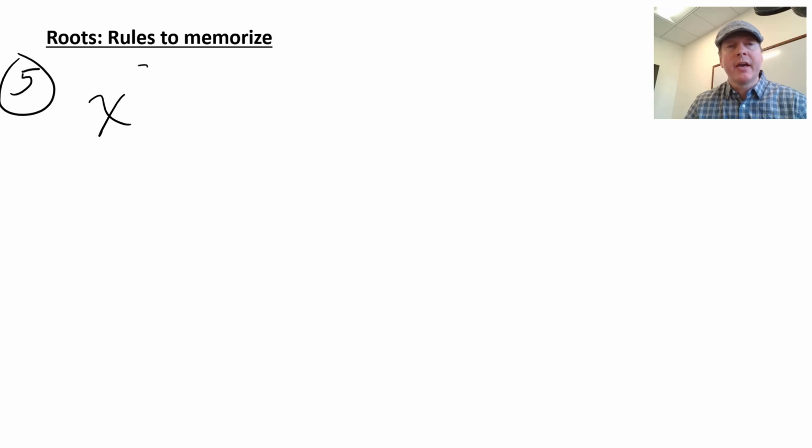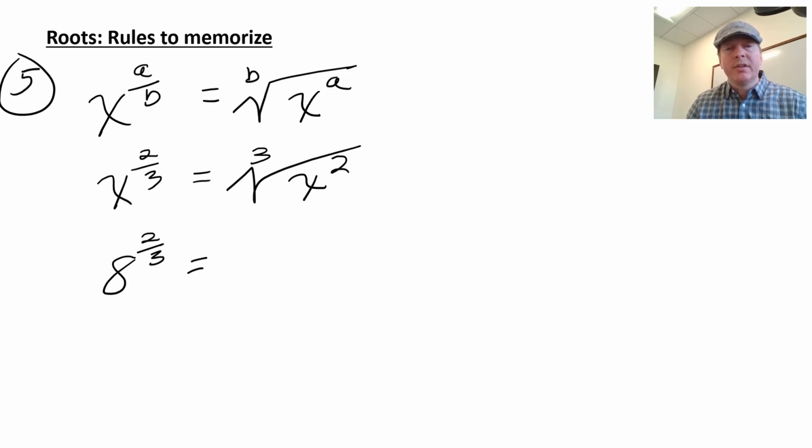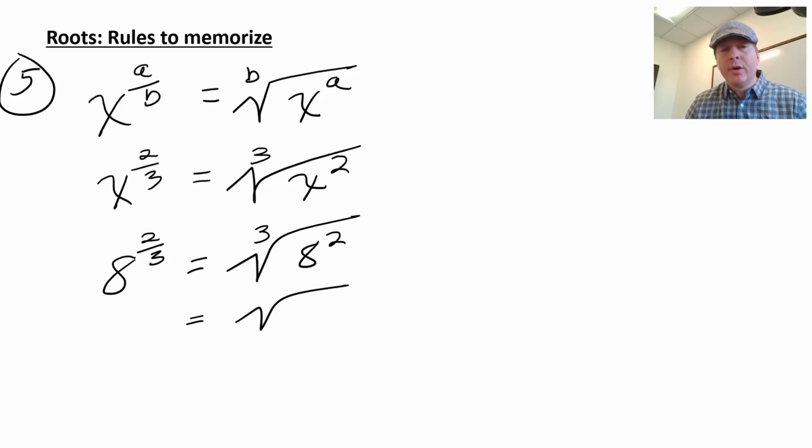Next rule, suppose I had x raised to the power of a over b. That is the b root of x to the a. X to the 2/3, that is the cube root of x squared. 8 to the power of 2/3 is the same thing as the cube root of 8 squared, which is what? The cube root of 64, and the cube root of 64 is 4. 4 times 4 times 4 is 64.